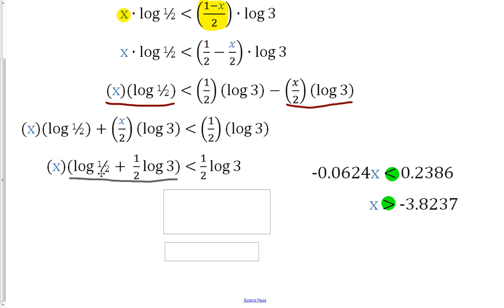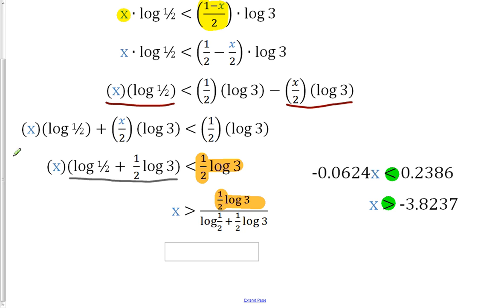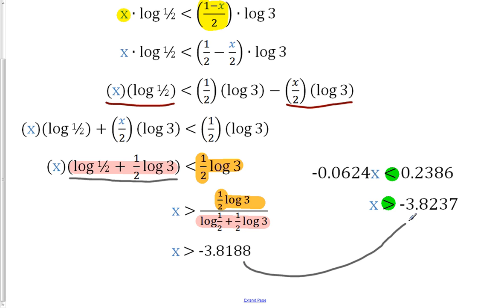So if we put this in our exact form, we have the 1/2 log 3 that we had in our numerator, still here, and we have the log 1/2 plus 1/2 log 3 that comes into our denominator. Punch all of this in your calculator now for your exact answer, and you're going to get x is greater than negative 3.8188. Again, you can see the rounding error if we evaluate too early. When we did this one and just took these numbers, divided them by each other, you get rounding error. So that's why we want to keep it exact.